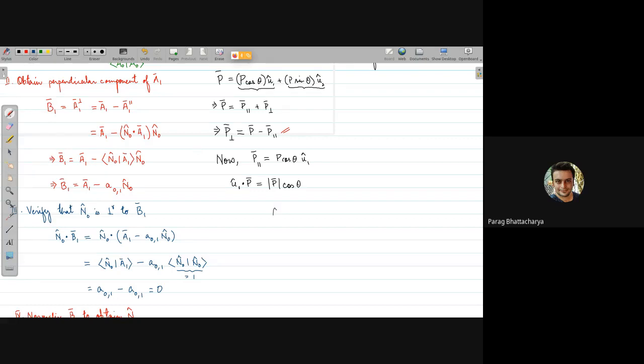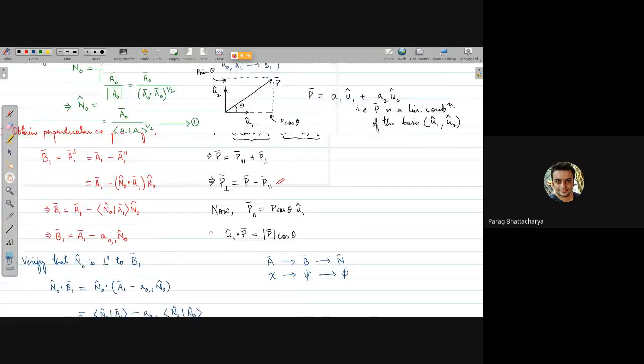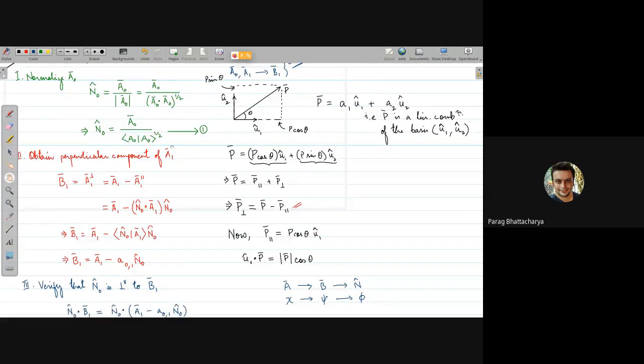From vector A, we go to vectors B, and from vectors B, we go to unit vector N, and here this was the chi. From chi, we go to psi, and from psi, we go finally to the normalized one, the orthonormal set. Let's try this over here. So what do you do first? N naught you get from a naught.